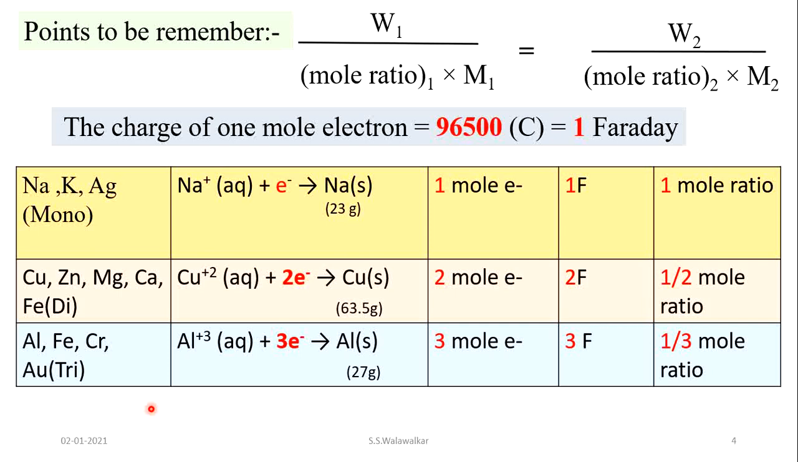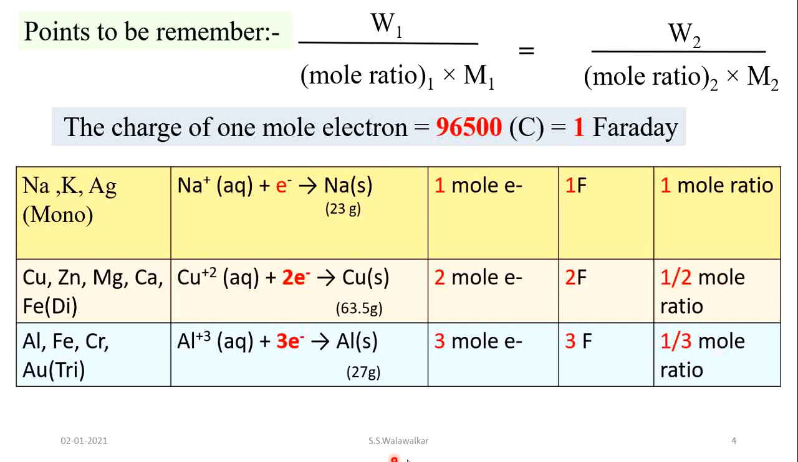If trivalent cations are there, such as aluminium ion, Fe ion, chromium ion, or gold, that is Au plus 3, then they accept 3 electrons to deposit 1 mole of the substance. Aluminium plus 3, when it accepts 3 moles of electrons, gives you 1 mole of aluminium, and 1 mole of aluminium means 27 gram, that is the molar mass of aluminium. So to deposit 1 mole of aluminium, 3 moles of electrons are required. That means 3 Faraday of electricity is required to deposit 1 mole of aluminium. So the mole ratio is 1/3.